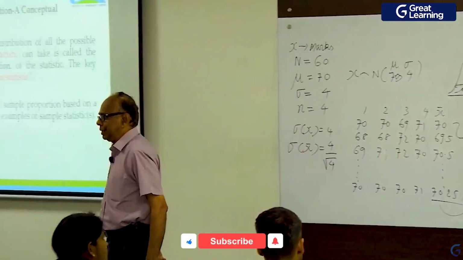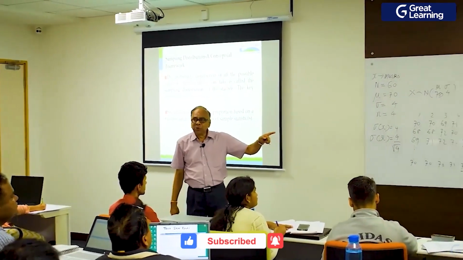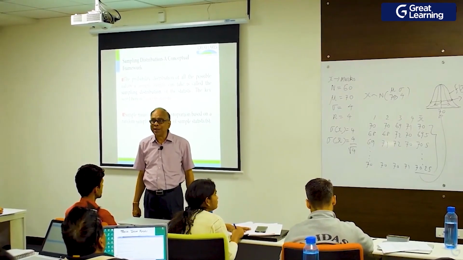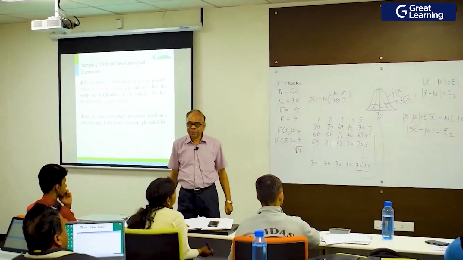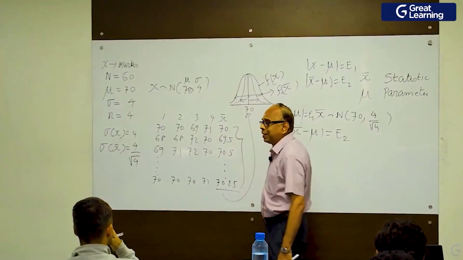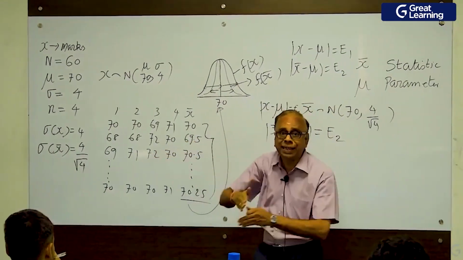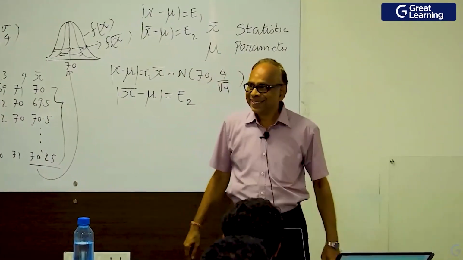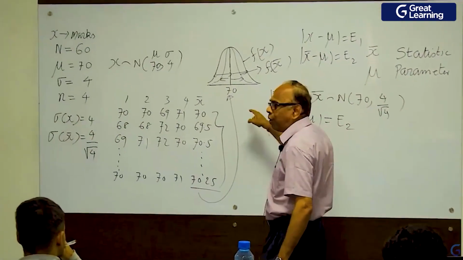Now the question is, x bar minus mu is called the sampling error. Which one has smaller error? Is it E1 or E2? Which is smaller? E2 will be smaller. Why is E2 smaller? Because E2 has a smaller standard deviation compared to E1, which has a larger standard deviation. And therefore, the error is smaller here.